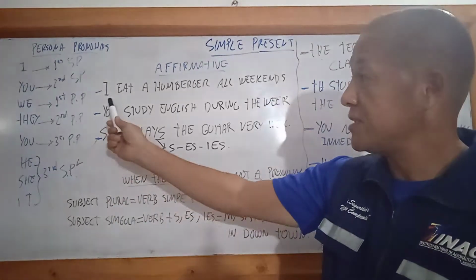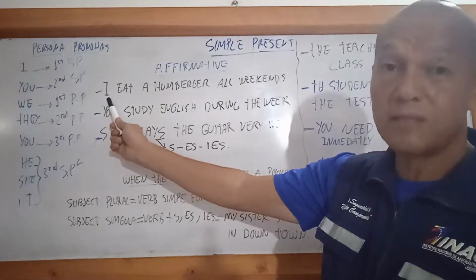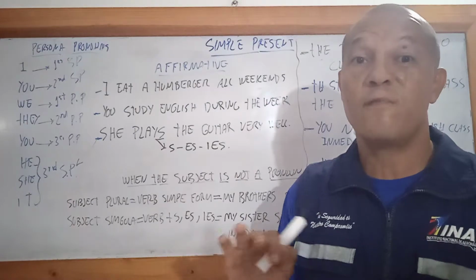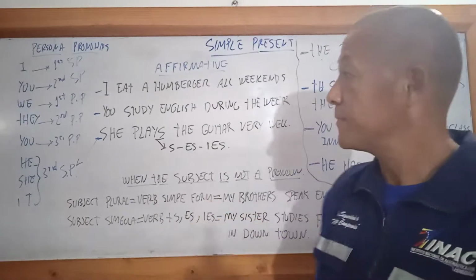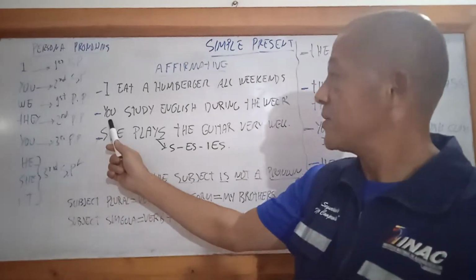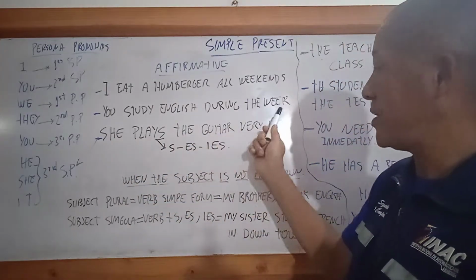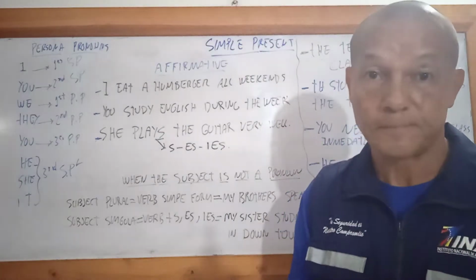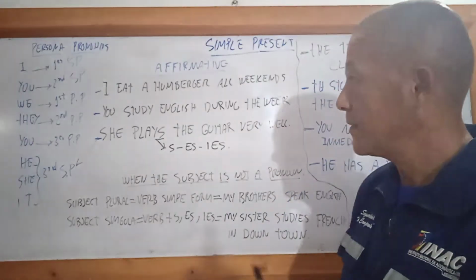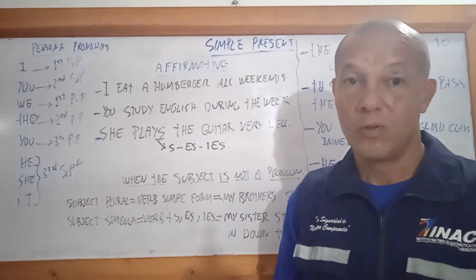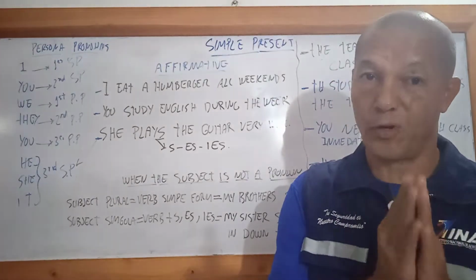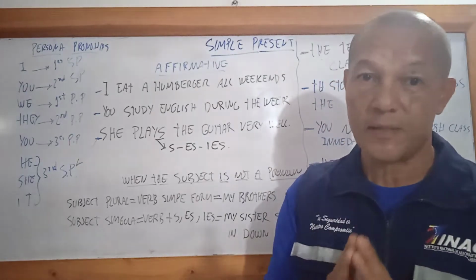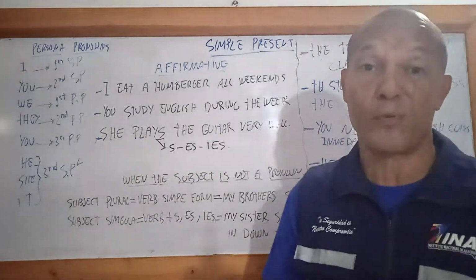Okay? Notice that first is the personal pronoun and the verb is in a simple form. The verb doesn't change. Okay? Look at the second example. You study English during the week. In Spanish, tú estudias inglés durante la semana. Es lo mismo que en español. La posición del verbo y del pronombre personal están localizados en la misma posición que en inglés. They are located in the same position as in English.